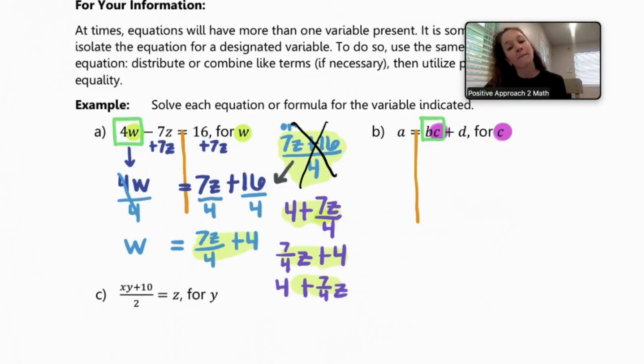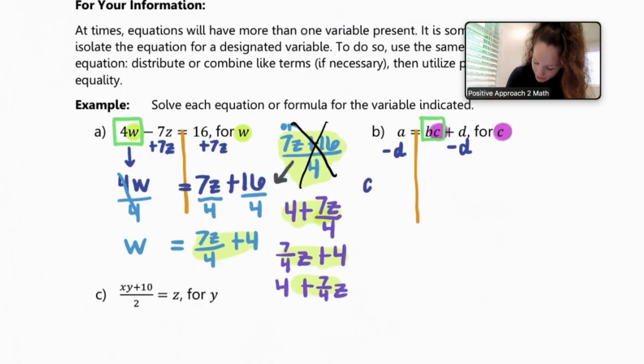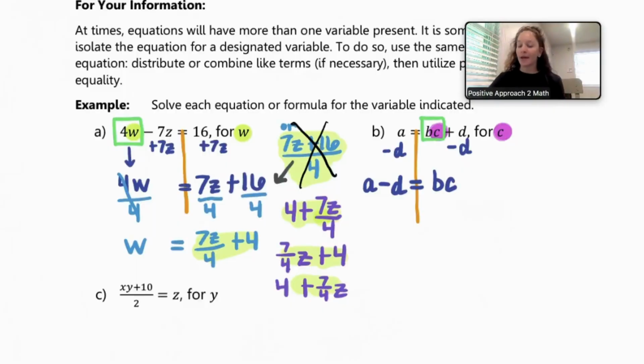So we need to get rid of that plus D. What's the opposite of adding D? Subtracting. And because I'm moving it over to the other side, I'm doing the opposite operation. A and D are not like terms. Yes, they're letters, but they're not the same variable, so we know we can't combine them, so I'm going to write that as A minus D equals B times C.